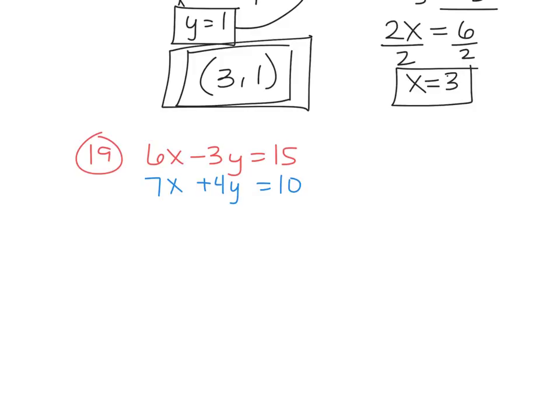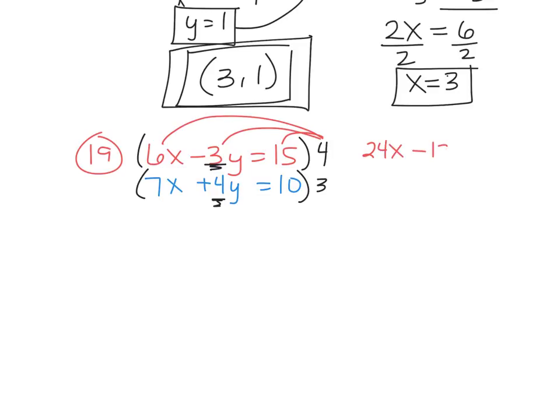Okay, for number 19, we don't have anything that's the same coefficient. Right, these are different. So what you're going to have to do is multiply at least one of them, but there's no way to multiply one to get the other right now, so you're actually going to have to multiply both. So I would do the top one by 4 to make 12, -12, and the bottom one by 3 to make a positive 12. So if we distribute that, then it's 24x minus 12y equals 60.